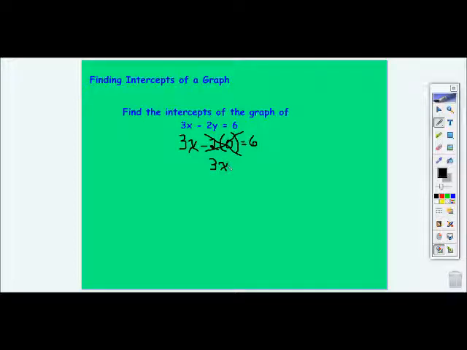We could have said minus 0, but then we would add 0 to each side, and there's really no point in subtracting or adding the 0. So we have 3x equals 6. So now we have our value for x equaling 2.